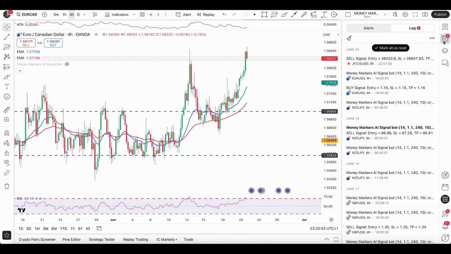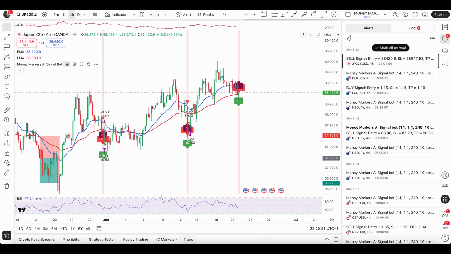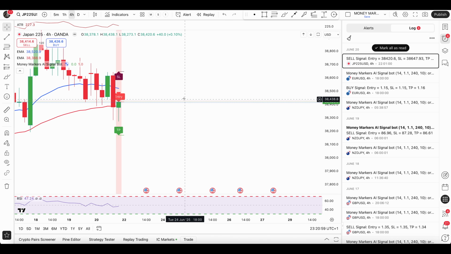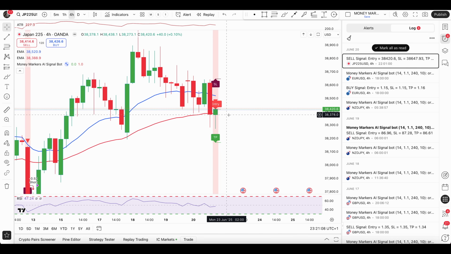Now, talking about my AI bot, this week it triggers a few signals. I want to mention a few things about that. Now here, it triggers a JP225 sell signal. I'm not sure how it's going to go. Now this instrument I don't use for the spot because I mainly designed that for major pairs like GBPUSD, USDJPY, some crypto, major cryptos. But you can feel free to check the others.